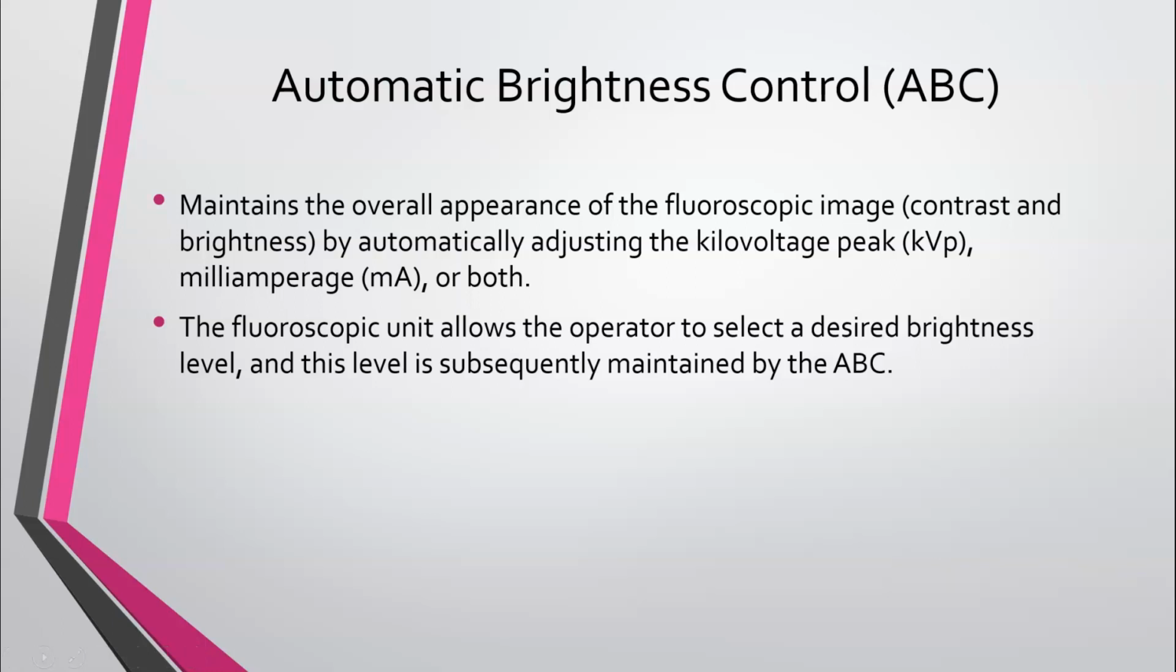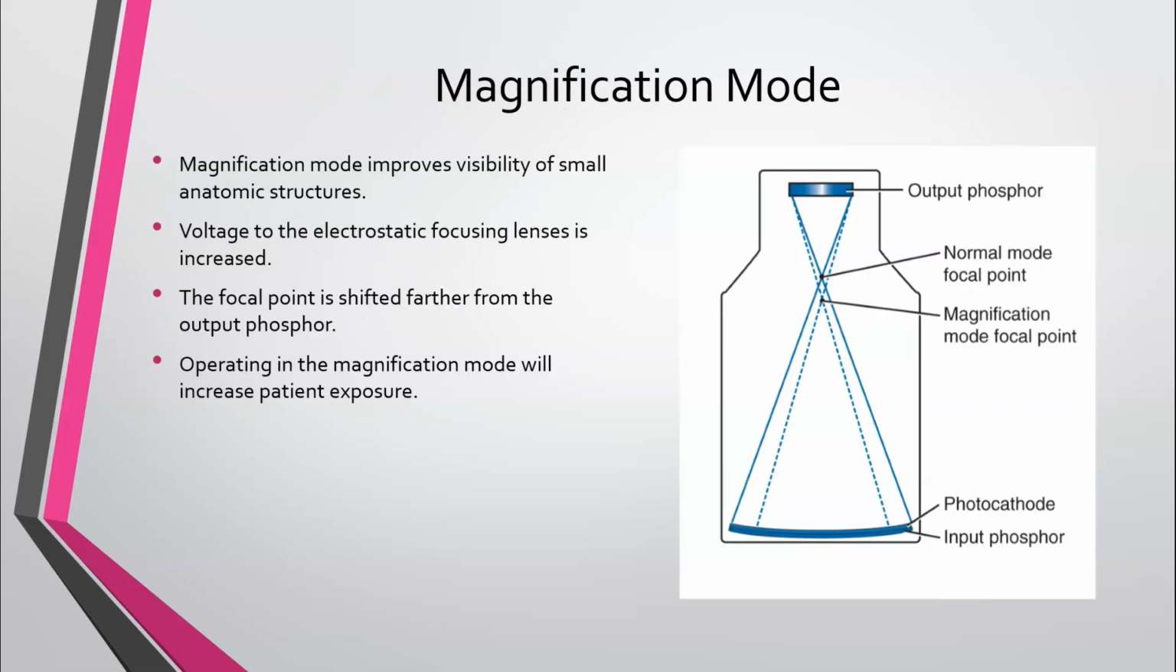So ABC, automatic brightness control, maintains the overall appearance of the fluoroscopic image, so contrast and brightness, by automatically adjusting the kilovolts and the mA or both. The fluoroscopic unit allows the operator to select a desired brightness level, and this level is subsequently maintained by the ABC.